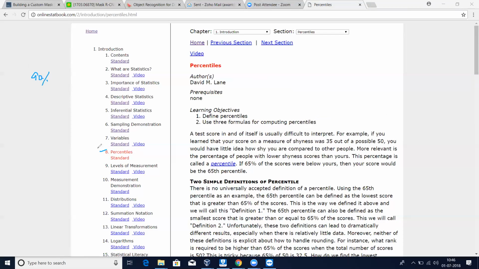So is it true that, let's say, somebody who has got the highest mark, let's say 95%, so that becomes 100?